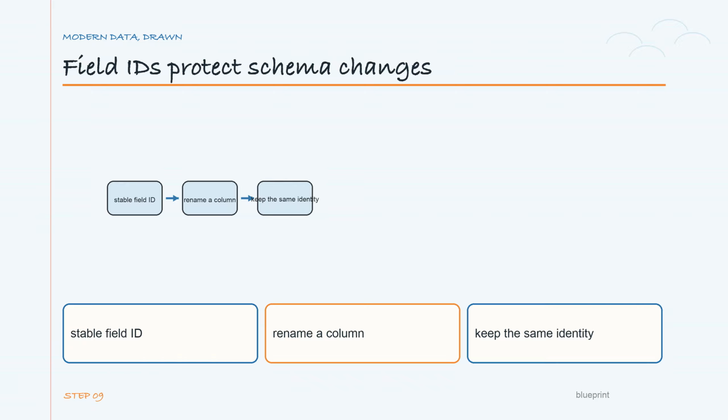Let us slow that down and make it concrete. Read the drawing from one idea to the next. Stable field ID, then rename a column, then keep the same identity.